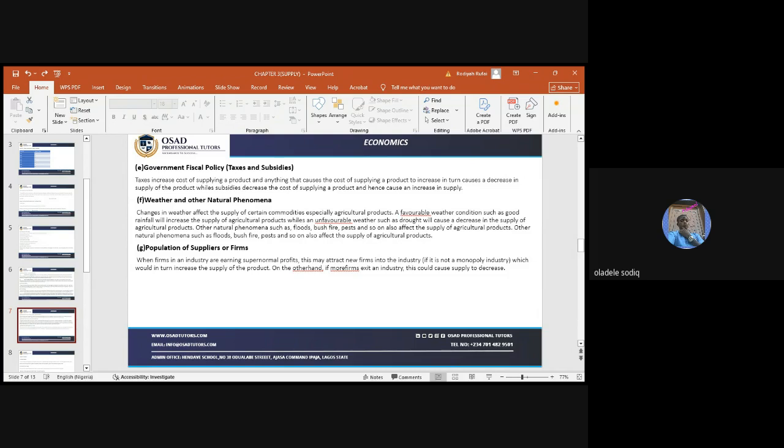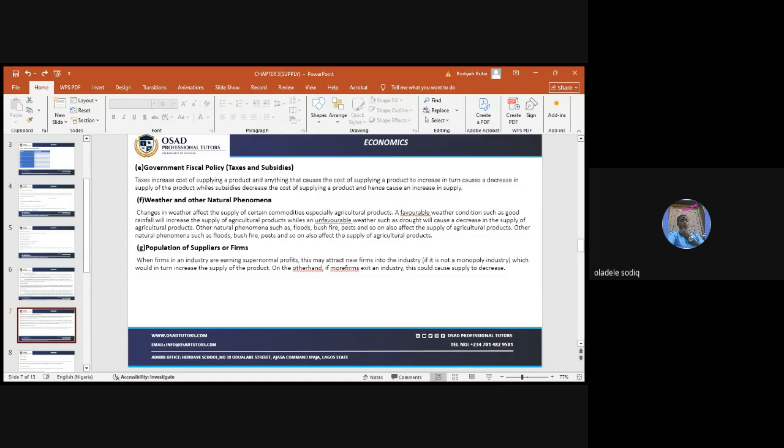All of these will affect what? Supply, because it will destroy the product, and by destroying the product, what will happen? It will affect the product, and by affecting the product, it will decrease supply. So that is another determinant or factor of supply.